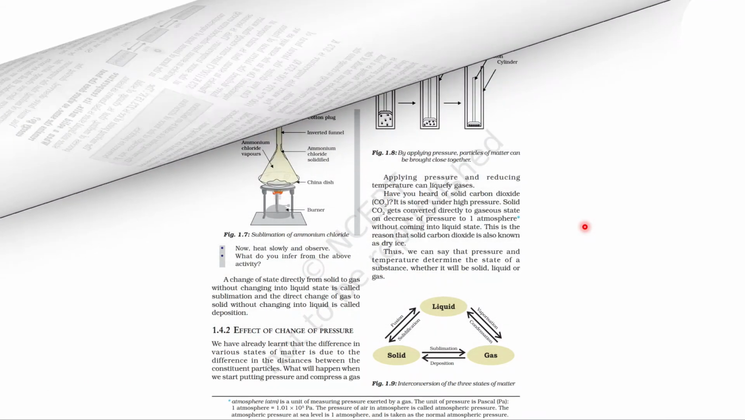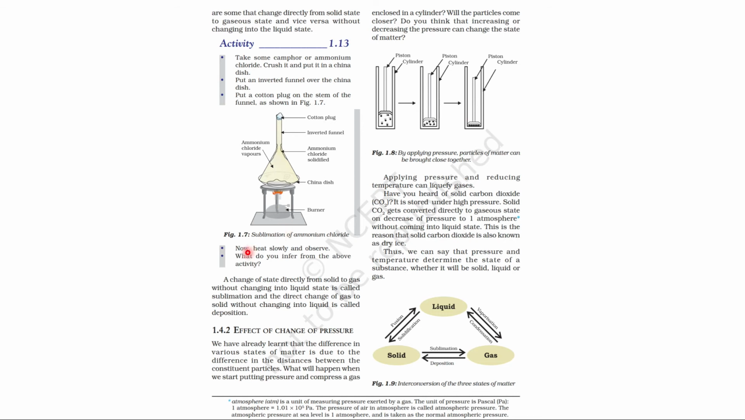Next we will learn what happens when there is a decrease in temperature. Decrease in temperature causes a conversion of states of matter in this direction: gases into liquids, liquids into solids. Decrease in temperature decreases the kinetic energy of particles and the particles come closer to each other. Processes that take place due to decrease in temperature are condensation and freezing. What is condensation? Conversion of gases into liquids. Freezing, conversion of liquids into solids.